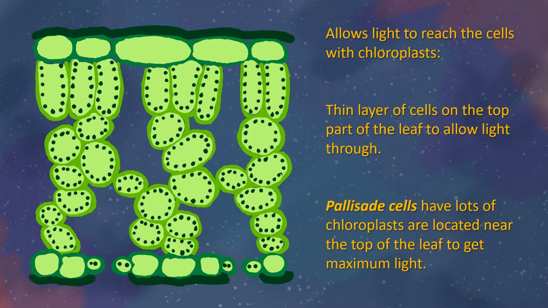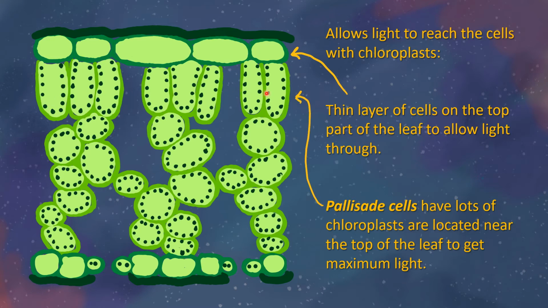Okay, next bit, allows light to reach the cells with chloroplasts. Remember, we need sunlight to reach the chloroplast because that is where photosynthesis takes place, and the sunlight provides the energy for this. Okay, so we have at the top a very thin layer of cells which allows light to get through to all of these cells with chloroplasts in them. So all these dots in these cells, they're chloroplasts. They have lots and lots and lots of chloroplasts to do as much photosynthesis as they can. So the thin layer of cells allows the sunlight to get through to them and they can photosynthesize.